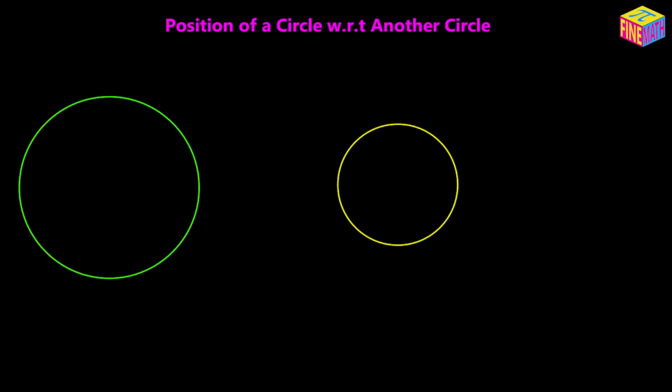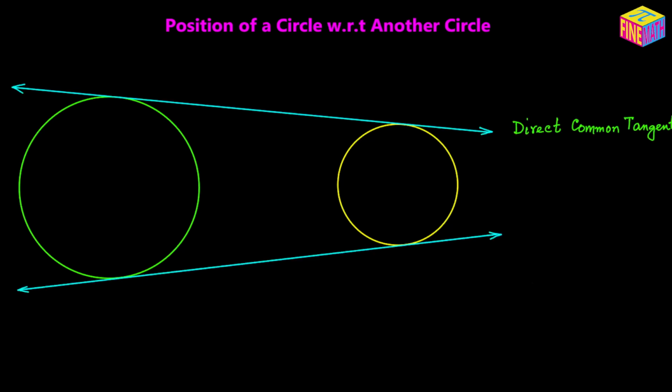Let's talk about the first situation. Here the circles are far apart, they do not touch, they do not intersect. There is a bit of distance between the centers of the circles. Now for this position, how many tangents can we have? Well, we can have two direct common tangents.